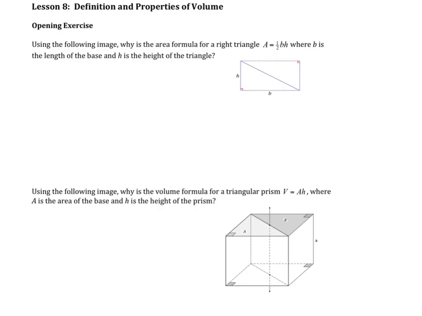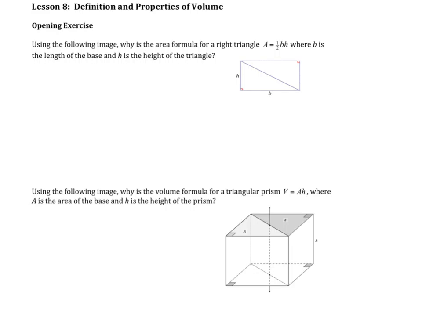Unit 7, Lesson 8, Definition and Properties of Volume. There are two student outcomes as a result of this lesson. The first is that students understand the precise language that describes the properties of volume. Second, students understand that the volume of any right cylinder is given by the formula area of base times height.